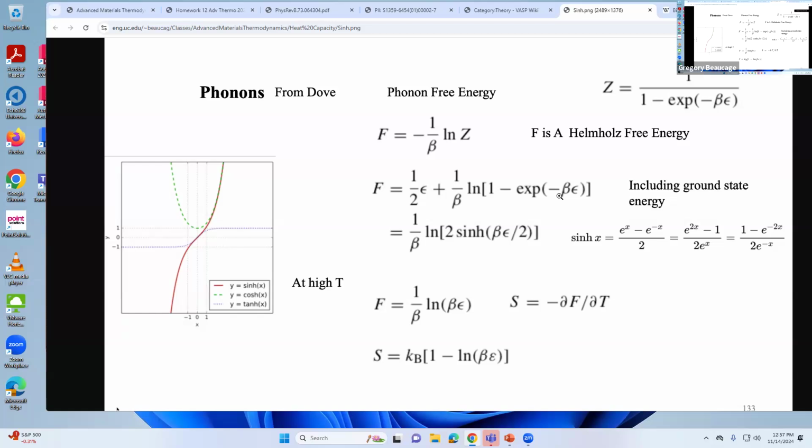So if you put that in, this guy isn't in the form ln of exponential. So if you take the exponential of this, and then take the log of it, that gives you this. And the log of something plus something is the log of the thing times that thing. If you work that out that way, and you have to put a beta into this too to make this work, you'll get this expression, which happens to be already defined as a function called the sinch function. It's a hyperbolic sine function.